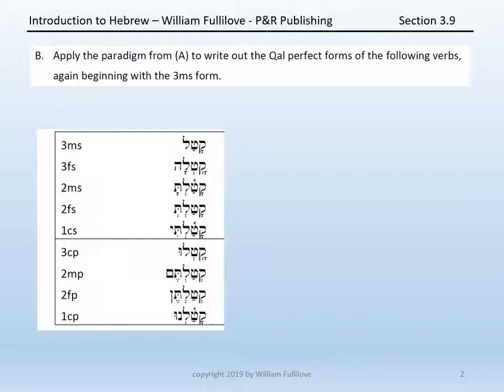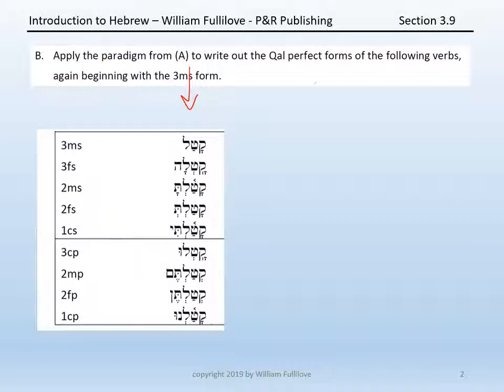The second part of this exercise then asks you to use the qal perfect paradigm of qatal, which you have memorized, to make the qal perfect form of several other verbs. Remember that basic Hebrew verbs have a three-letter root. And you can take the vowel pattern and ending that you have now learned in the qal perfect paradigm of qatal and apply it to any other verb to make the qal perfect form of that verb.